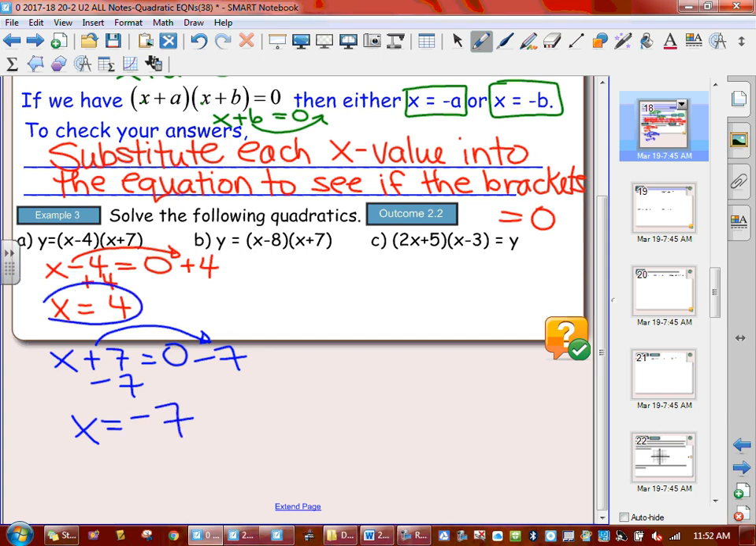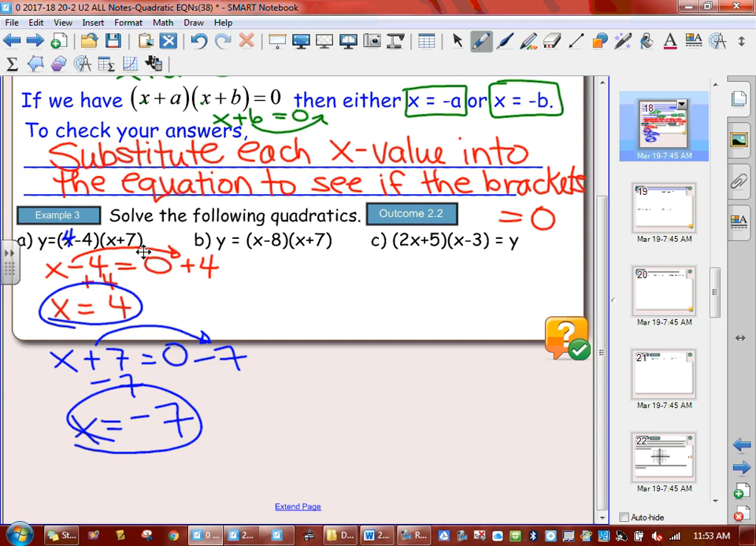And what we're trying to do is make each bracket equal to 0. So basically what I say to you is this. What makes the first bracket equal to 0? What can I put in for x that we subtract 4 to make 0? Well, we got an answer of 4. If we put it in there, does 4 subtract 4 give us 0? Yes, that's what we're trying to do. What makes this bracket 0? What plus 7 gives me 0? Negative 7. That's what we got here. So essentially, we're trying to make our brackets equal to 0.